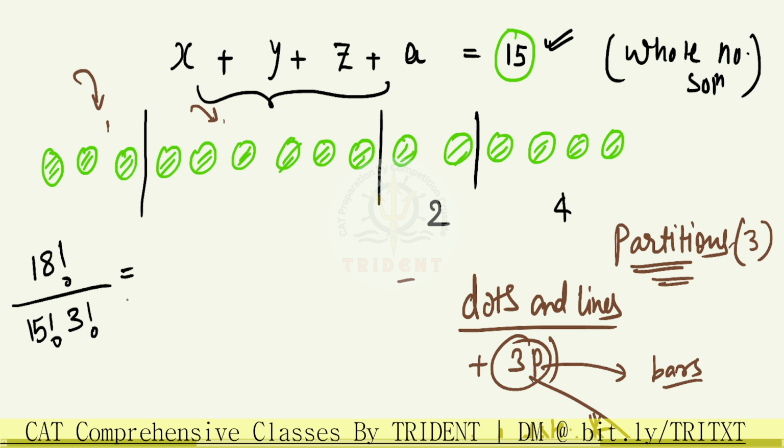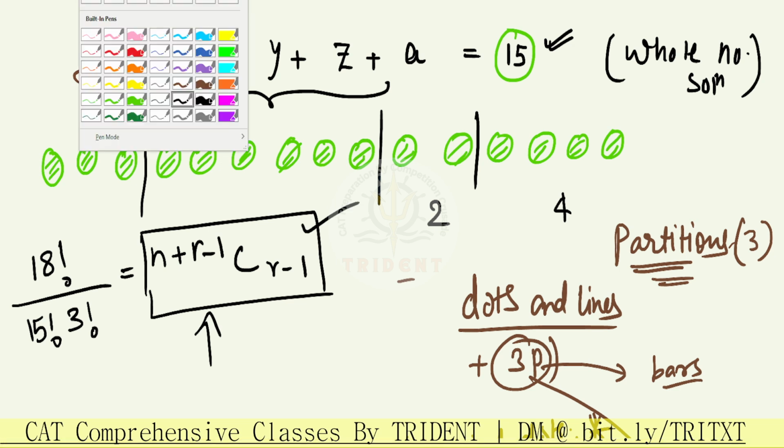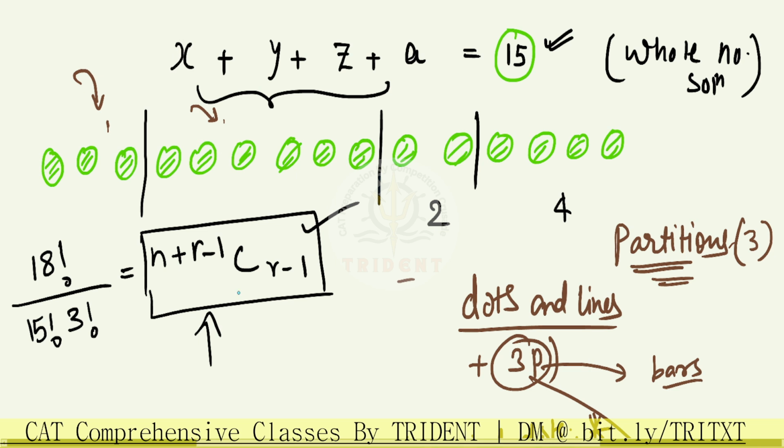If you pay attention, what exactly is this number? This is n plus r minus 1 C r minus 1. Is this not the formula that you have been asked to mug up? But now I have given you the explanation. You don't really need to mug up anything. All you need to ask yourself is how many dots and how many lines.